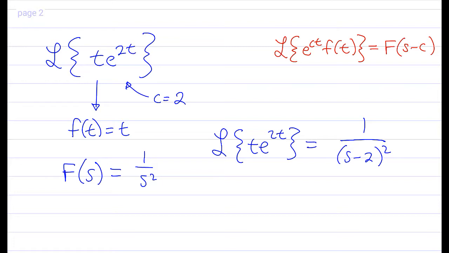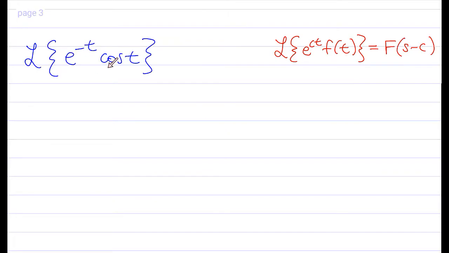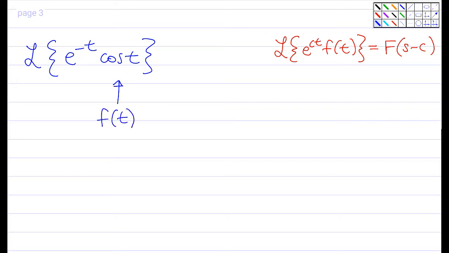Okay, let's try another one. e to the minus t cosine of t. Don't be fooled by the fact that I wrote e to the minus t first. Here's our f of t, and I see e to the minus t. That means that c is equal to minus 1. We're still going to use this identity, except instead of s minus a number, we're going to have s plus a number. We're actually going to have capital F of s plus 1 in this case. We do need to know what capital F is. And if you remember from a previous video, the transform of cosine of t is s over s squared plus 1.